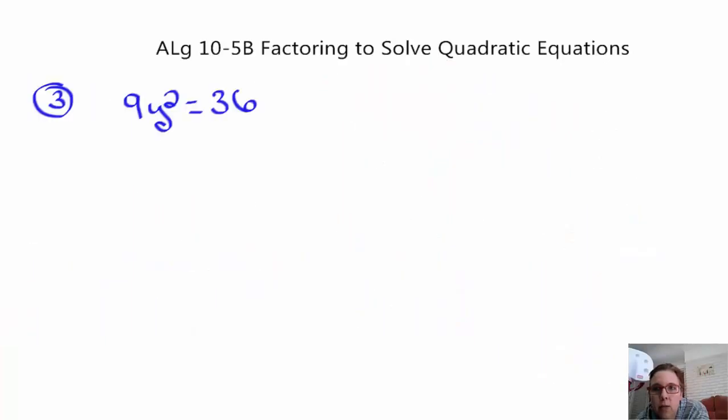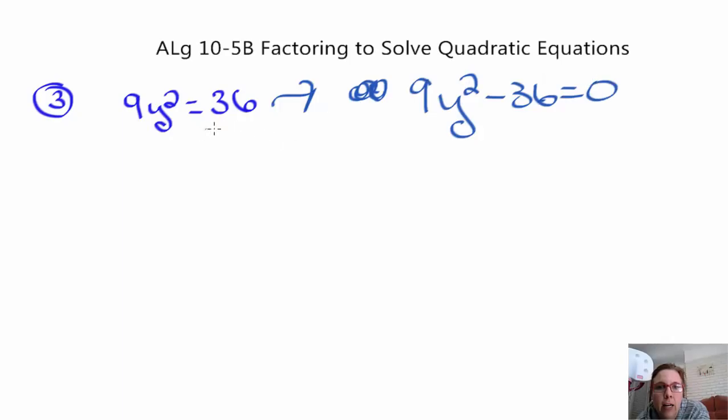Okay, last one. This one's a shorter one. So here, I kept getting this question the other day, so I just wanted to do an example. 9y squared minus 36, because we're going to subtract our 36 over. Okay, now this is one of those special ones.